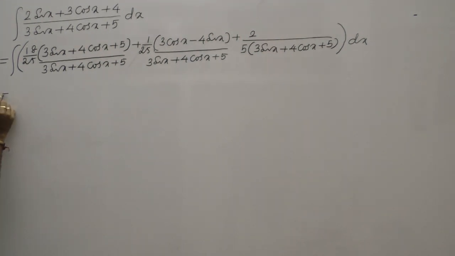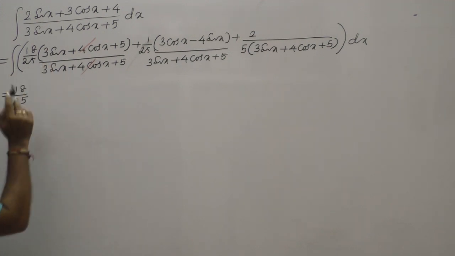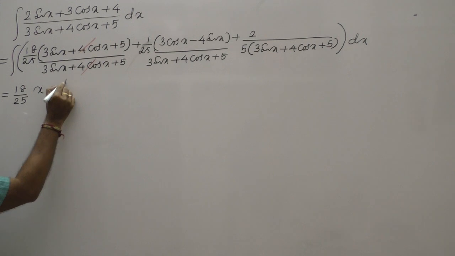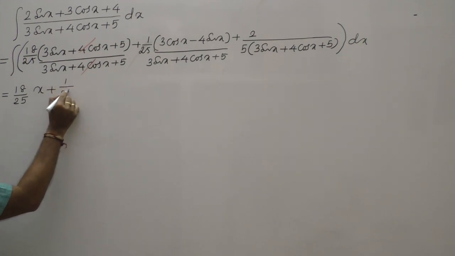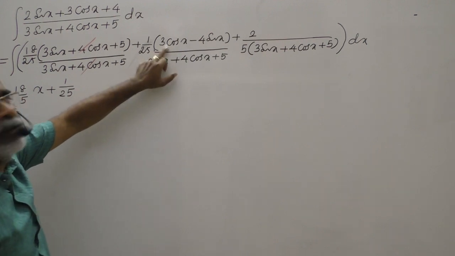What is this? This is equal to, here 18 by 25 is constant. I will write outside. Listen carefully. Now these two are the same, so they get cancelled. Only one will be there, whose integral is x. Plus we have 1 by 25 here. See carefully. What is this?